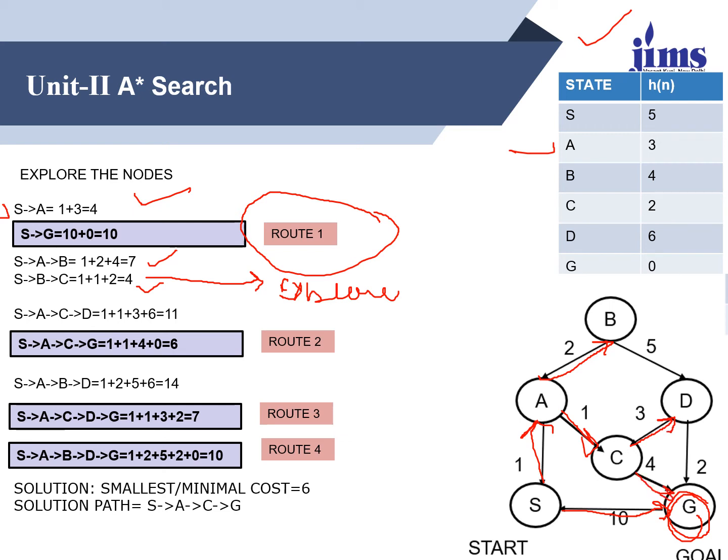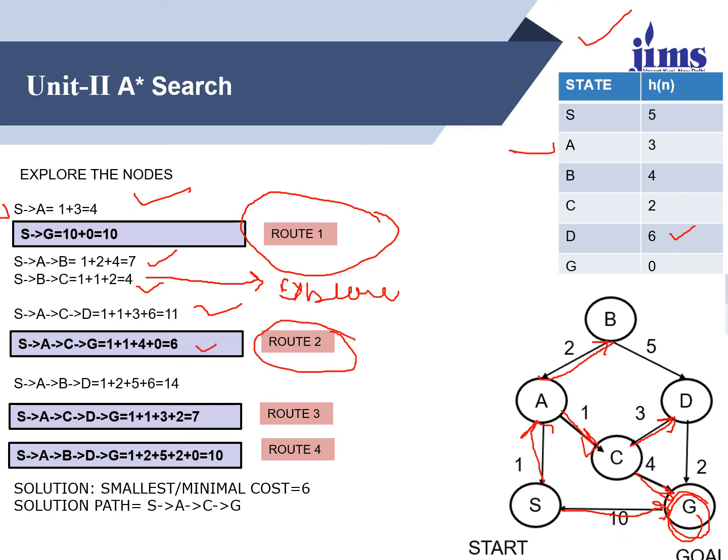Okay, fine. We will see S to A is 1, A to C is 1, C to D is 3 plus the heuristic of D is 6. So it becomes 11. Then S to A is 1, A to C is 1, then C to G is 4 plus heuristic of G is 0. So it becomes 6. Now again we reach the goal. So we found route number 2.